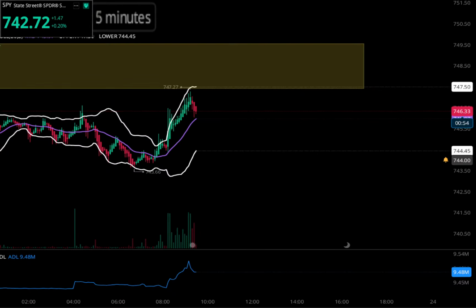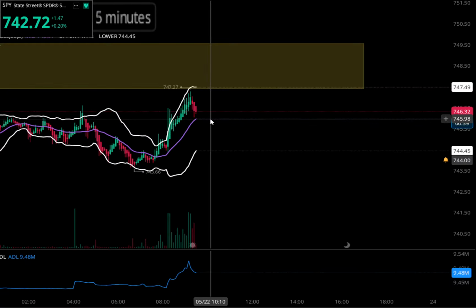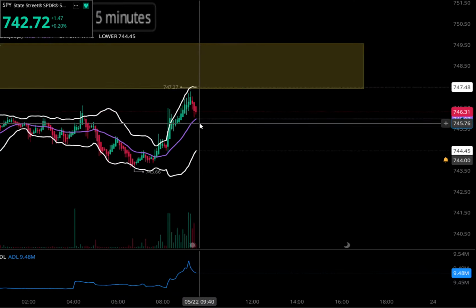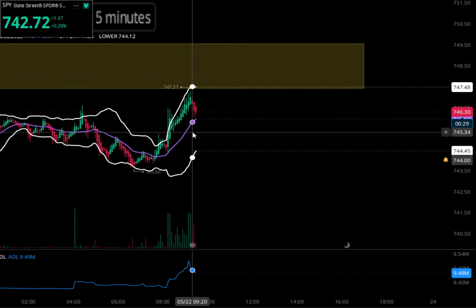Conditional orders exist on Webull and different brokerages, but I use market conditional orders. If the price hits a level, for example you could set it to say below 746, then it's going to automatically market sell that order for you.